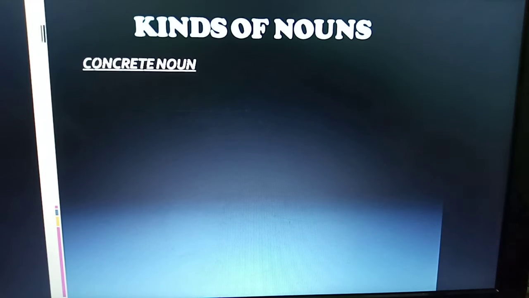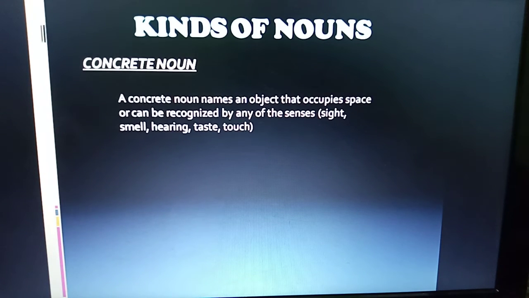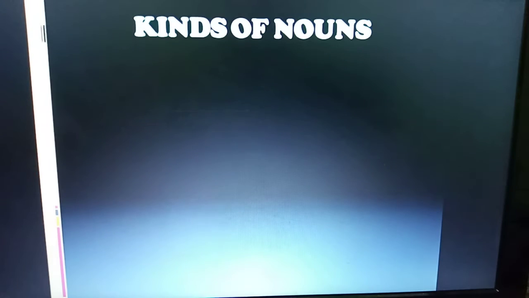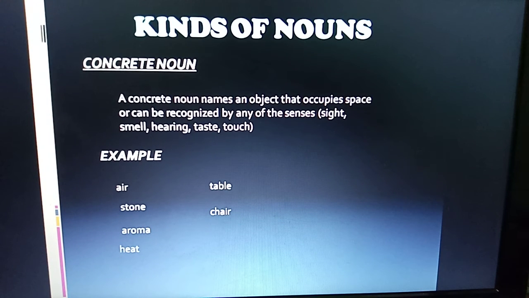Next is concrete noun. When we talk about concrete noun, a concrete noun names an object that occupies space or can be recognized by any of the senses. Like for example, sight, smell, hearing, taste, touch. We have this: air, stone, aroma, heat, table, chair. So those are some of the examples of a concrete noun because these examples can be recognized by our senses.